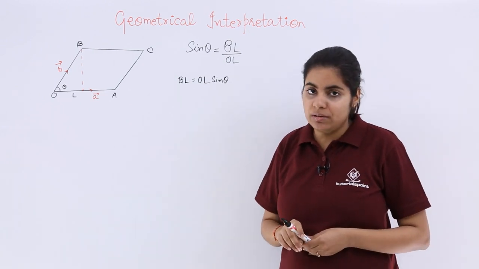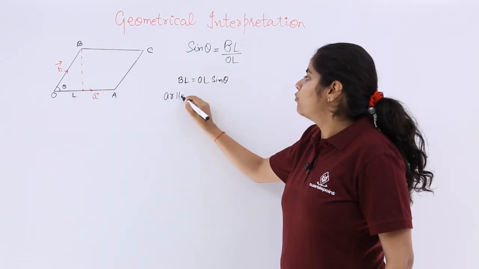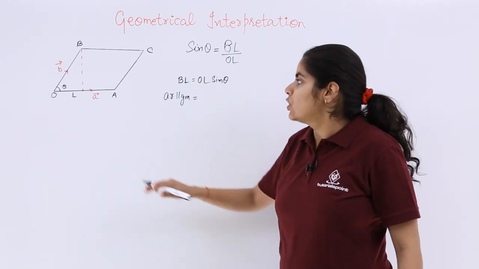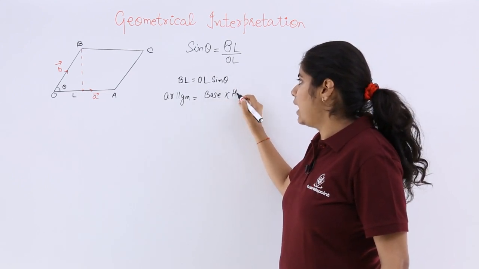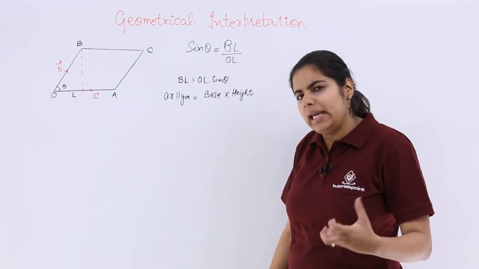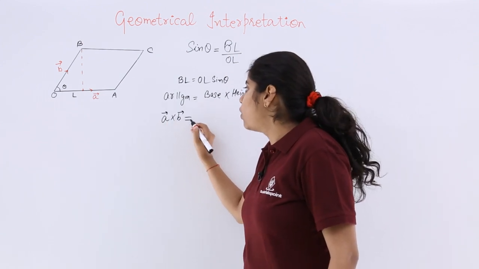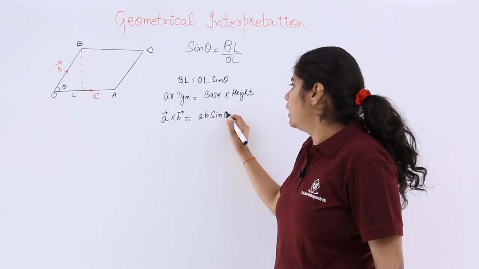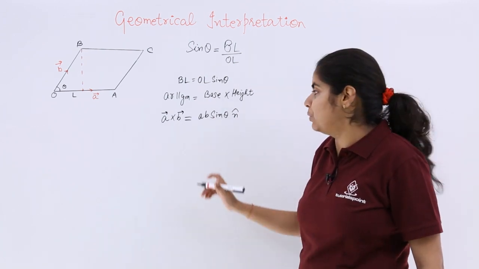Now I need to find the area of this parallelogram. I know the area of a parallelogram is nothing but base into height. So base is OA into height, height is BL, right? And what do you mean by A vector cross B vector? According to what I know of cross product, A vector cross B vector is AB sine theta multiplied by n cap, where A is the magnitude of A, B is the magnitude of B.